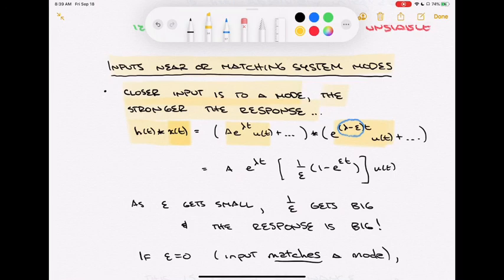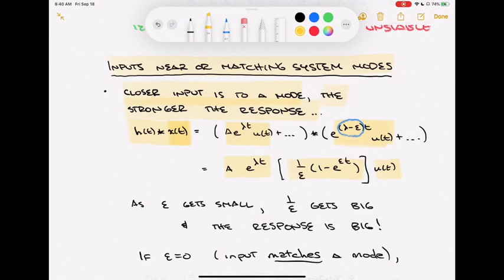I know there's a bunch of other pieces, but I'm just looking at what happens for the part of the input that is getting close to that part of the impulse response where the modes match. If you go through that convolution, what comes out is an a e to the lambda t, and then a 1 over epsilon times the quantity 1 minus e to the epsilon t, and then it's causal because both of the inputs were causal, u of t.